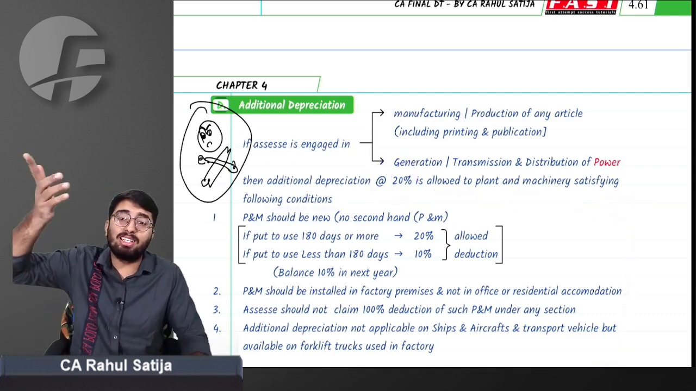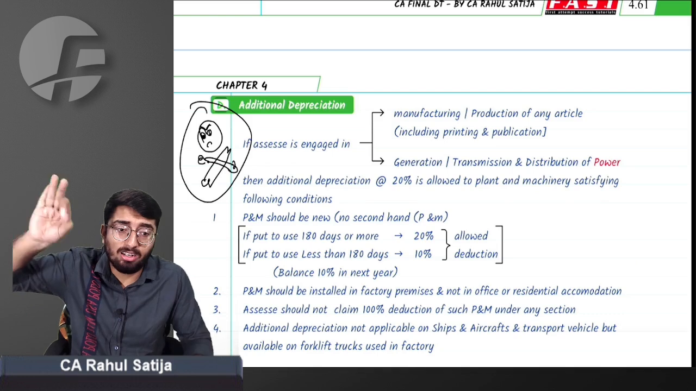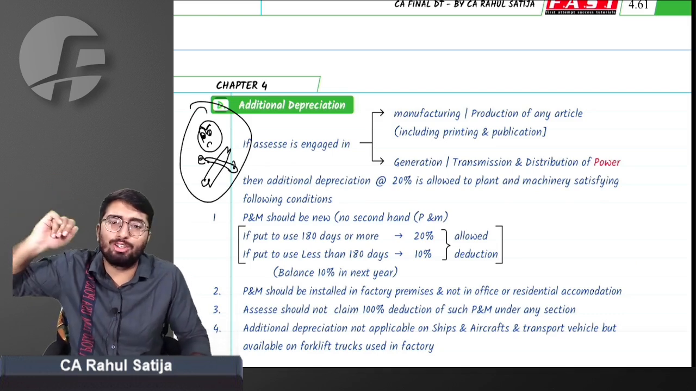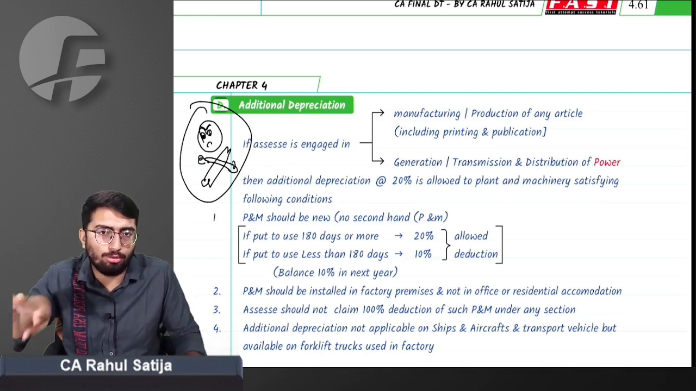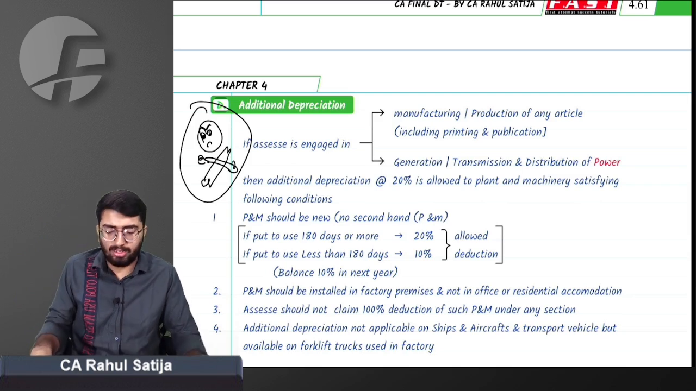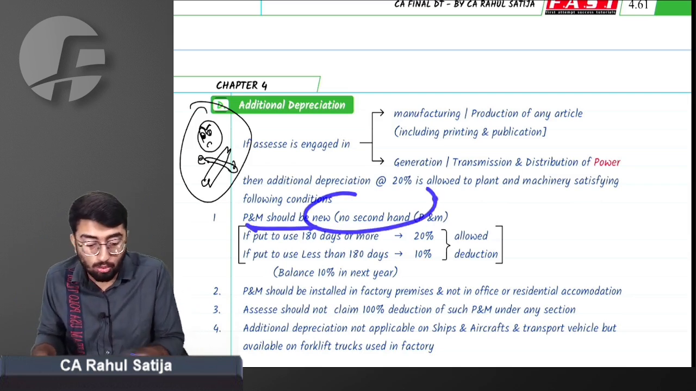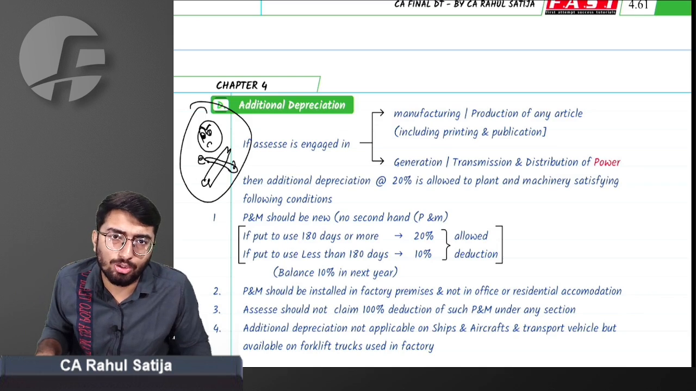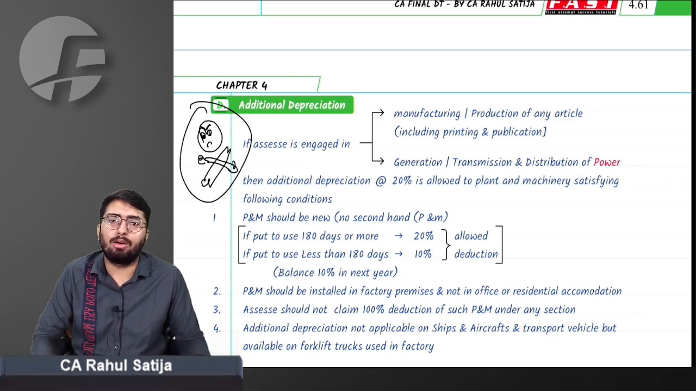Whatever plant and machinery he is acquiring, he will be entitled to 20% additional depreciation on such plant and machinery. There have to be 4 conditions complied with. Sir, what are those 4 conditions? First, plant and machinery should be new. No second-hand plant and machinery is allowed.